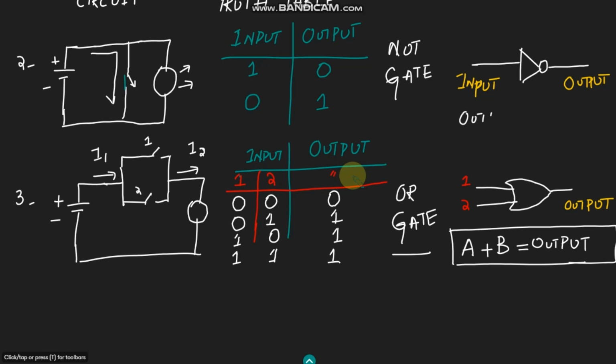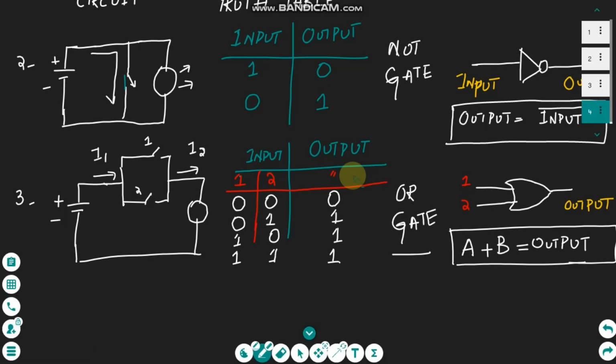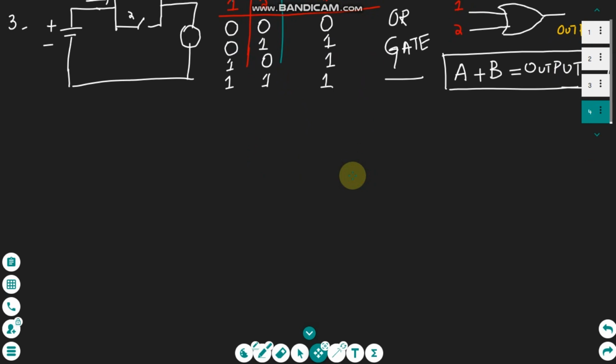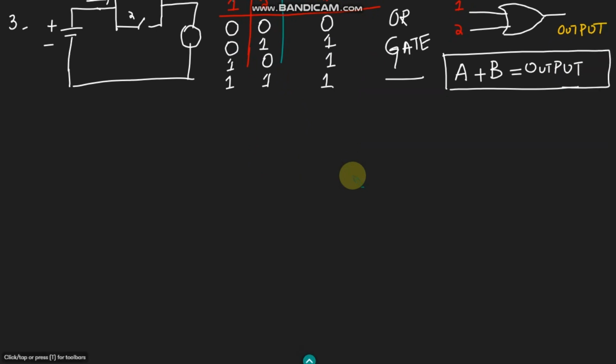While here in the NOT gate, what will happen? The output is usually represented as the complement of the input. So that is the mathematical representation for this gate. Now the third gate here we have, let me move on further. And the third gate here we have.